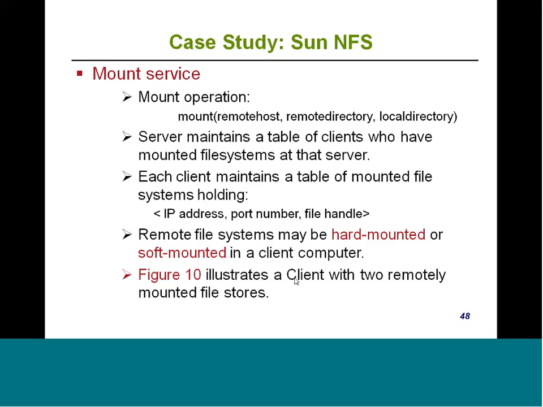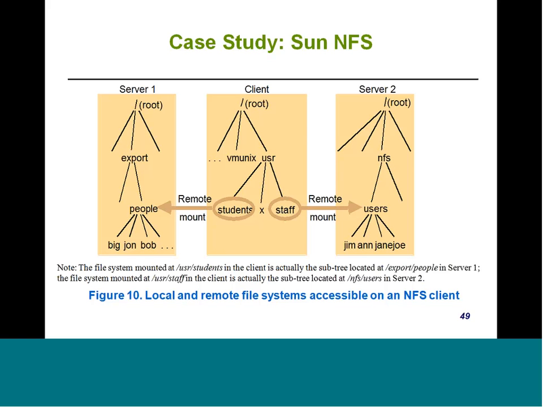Here is another example which shows two remotely mounted file systems. In the server there is a directory called people, which contains Big, John, and Bob. On the client side there is a directory called users, which has students, which are remotely mounted on people, and there is also another directory called staff, which is remotely mounted on staff in users in server 2.